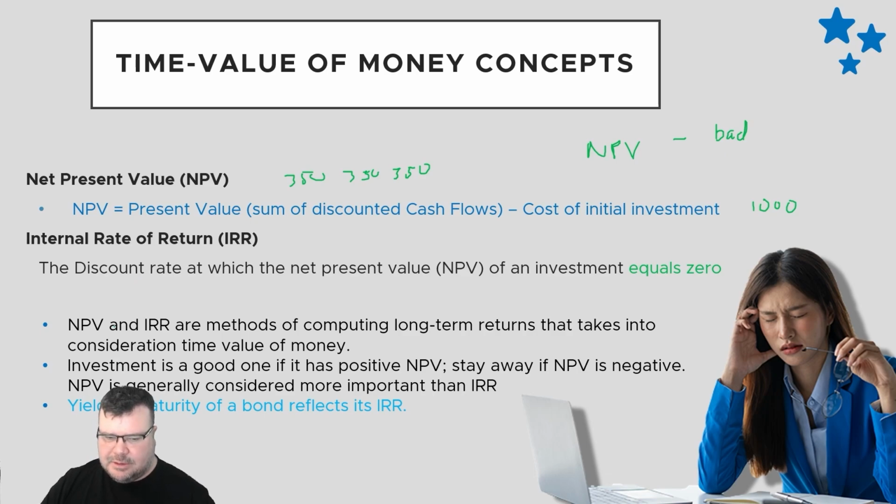Internal rate of return is the discount rate at which the net present value of an investment equals 0. And that's all you need to know. That's really what they're going to look for on the test. You might have to push these around just a little bit, but you're not going to have to do the calculations. That's the most complicated thing on the entire exam.